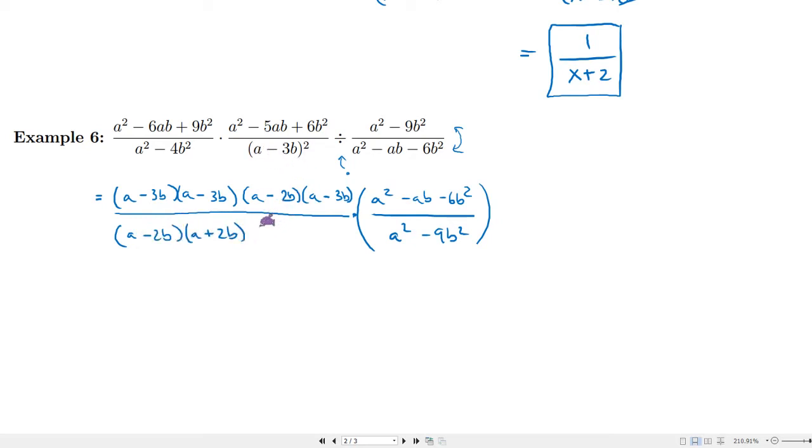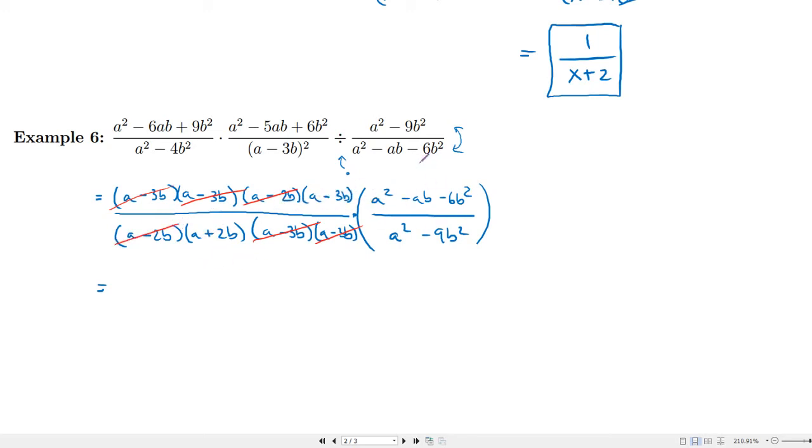This is already factored, actually. So a minus 3b, a minus 3b, that's squared. So now we can factor what we have here. Maybe we should reduce some things as we go along first. So reducing, we can reduce a minus 3b, and a minus 2b. Okay, and we have these two left over.